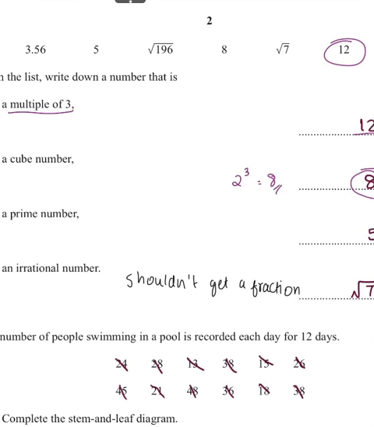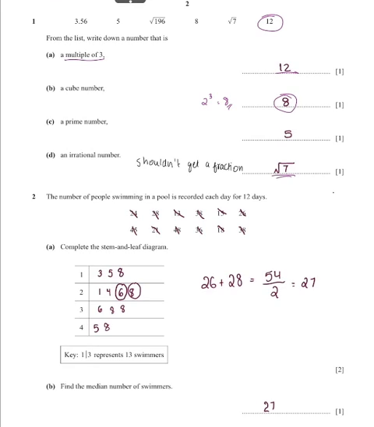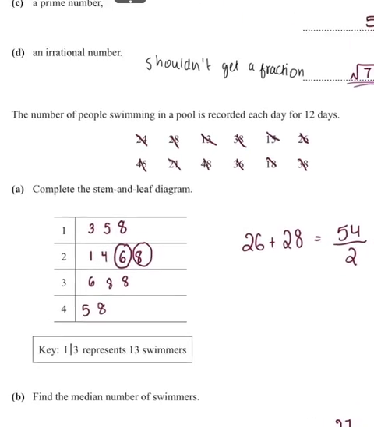Then a prime number will be 5 as it does not have any other number apart from 1 and itself to multiply and get 5, because you can't do 2 into anything to get 5, neither can you do it with the remaining numbers. An irrational number, so you shouldn't get a fraction. So when you do root of 7, you don't get a fraction. If you do root of 196, you get a proper whole number, which is 14. So that is not the answer. It should be 7. Then question 2, complete the stem and leaf diagram.